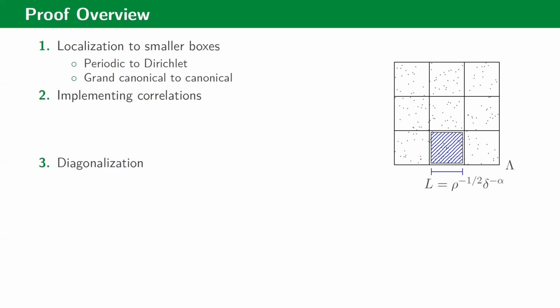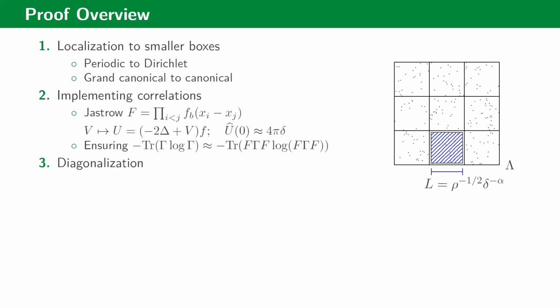And then a small side remark. We actually work on these boxes in the grand canonical setting. The problem was posed in the canonical setting, so there's another quite standard way to switch between the two ensembles. Okay, so that's about the box. Next, now we're on the small box. What do we do with the correlations? It is enough to multiply our trial state with the Jastrow factor.